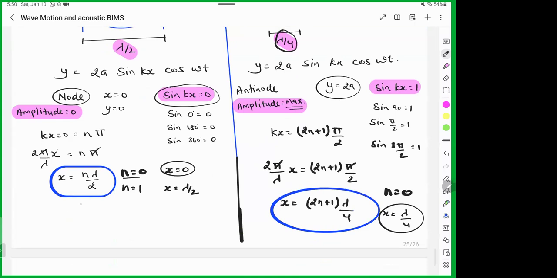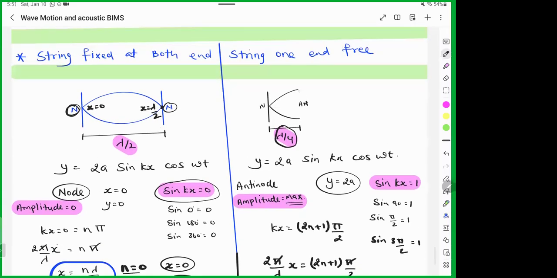What will be the position of the second node? This. What will be the position of second node here? If n value is 1, 2 ones are 2 plus 1, 3. 3 lambda by 4. How? You extend this.